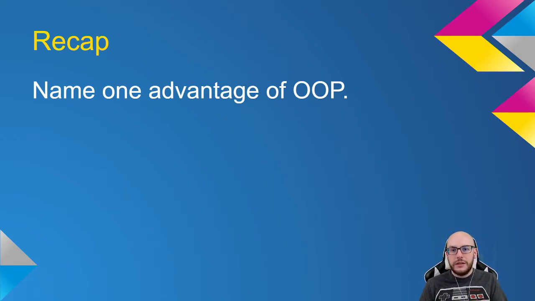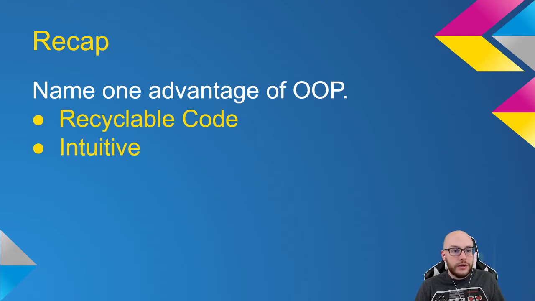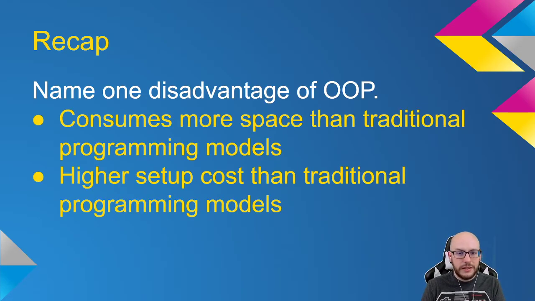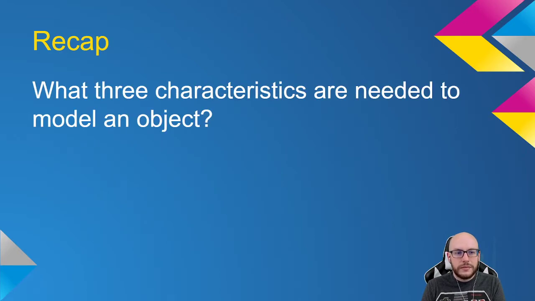Well, I would say that OOP is reusable. Right? It creates recyclable code. And it's intuitive. Name one disadvantage of OOP. I gave you two. I would say there's a higher setup cost to OOP, and it's going to take up more space. It consumes more space than traditional programming models, that is procedural or functional, and there's a higher setup cost than traditional programming models.